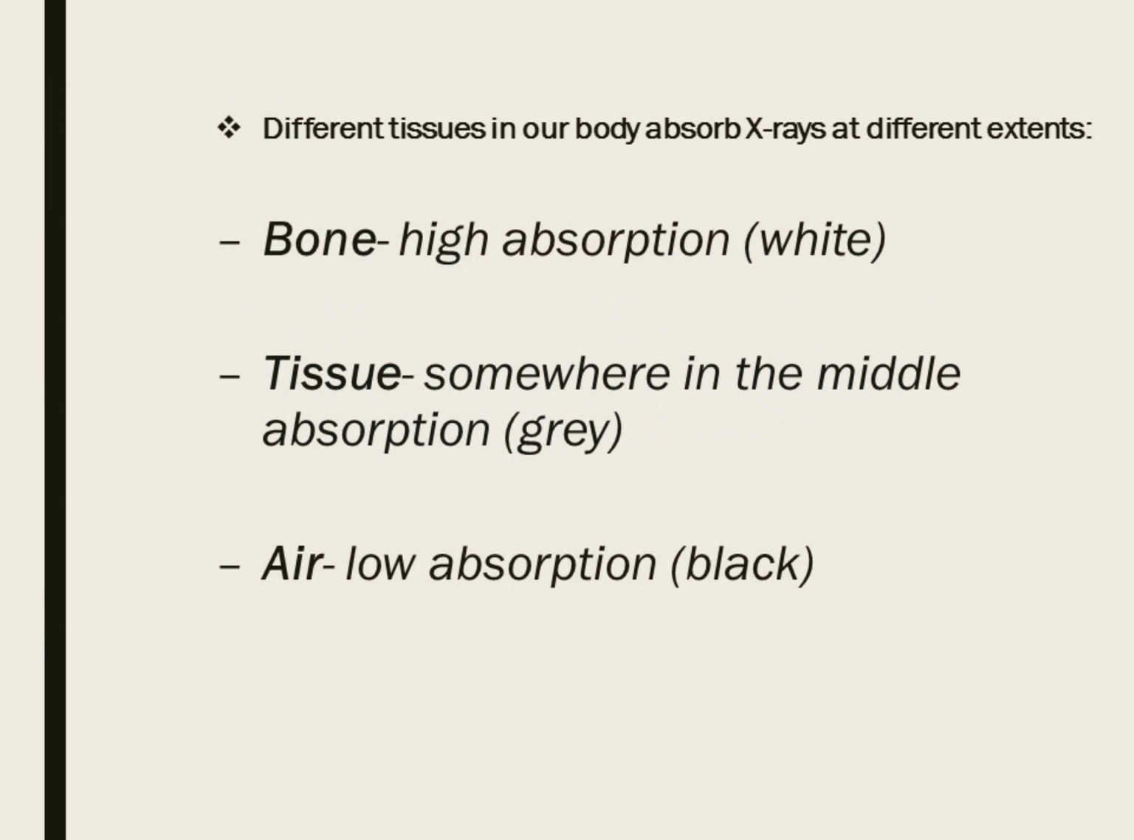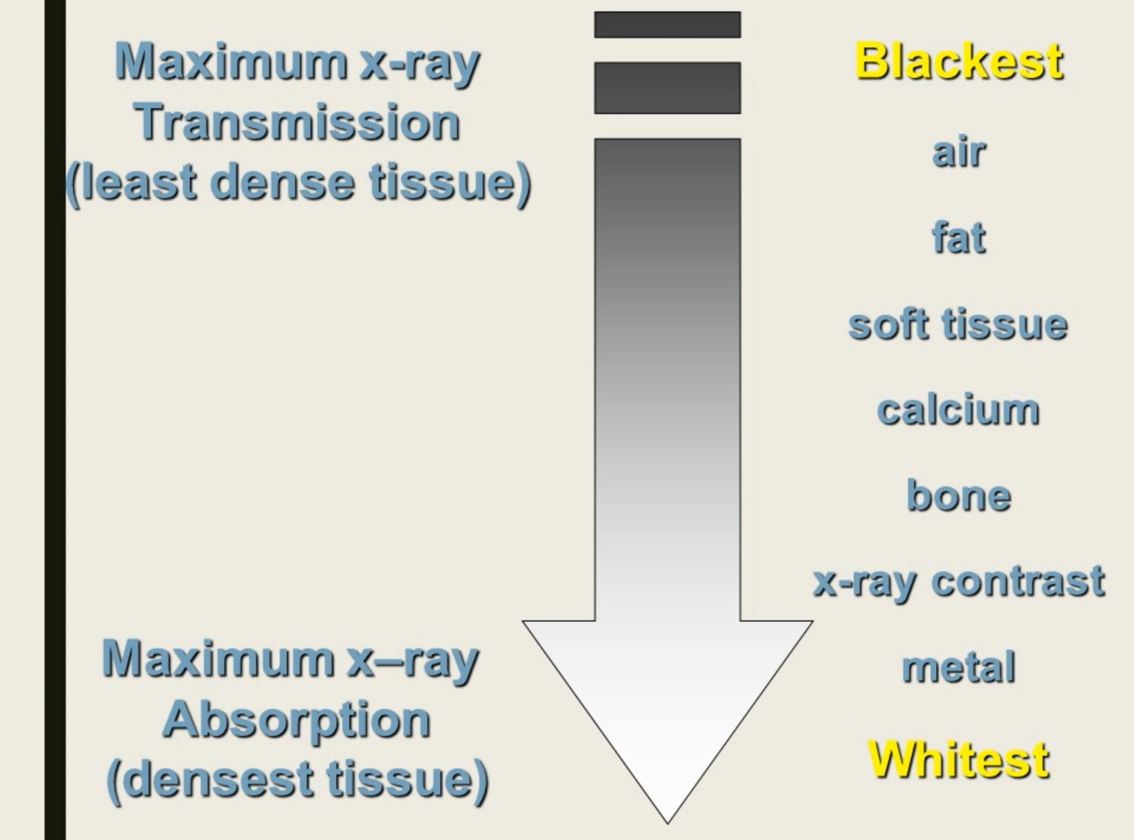So different tissues in the body absorb X-rays to different extents, right? So bone, tissue versus air. Some things are white, some things are black, right? So bone is white, air is black. It's pretty straightforward. The things that are black are air and then fat, and the things that become the whitest are metal and X-ray contrast. That's why we give contrast, to differentiate the edges of the tissue.